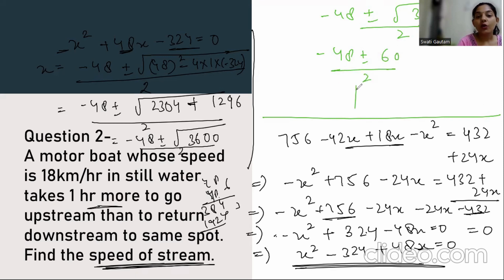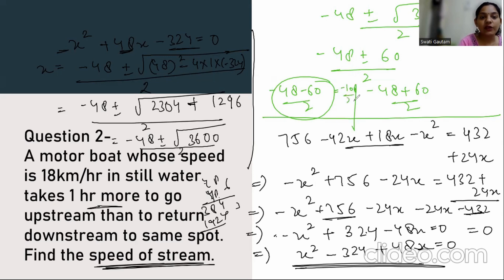So now two values will come: minus 48 minus 60 by 2, and minus 48 plus 60 by 2. So minus 48 minus 60 is how much? It is minus 108 by 2, which is minus 54. And this will give you 12 by 2, which is 6.